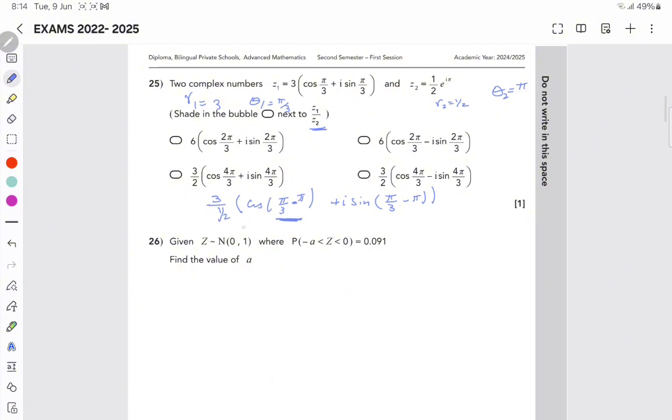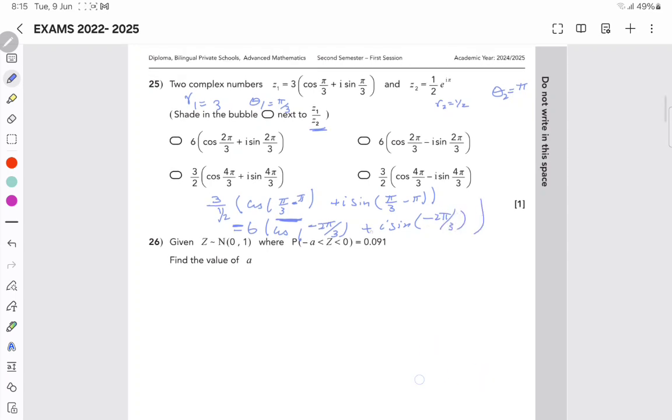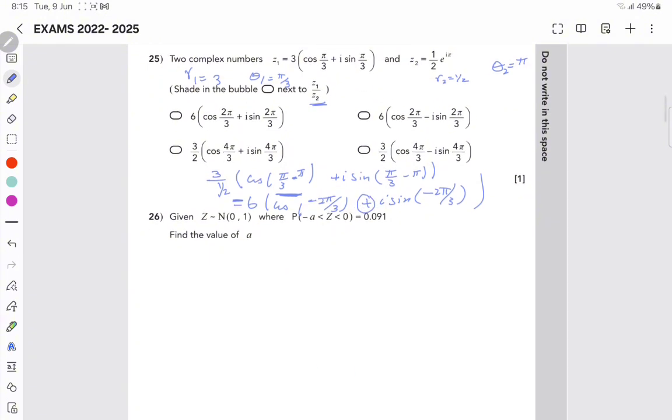So 3 over 1 over 2 will be 6. Then cosine of pi over 3 minus pi will be negative 2 pi over 3, plus i sine for the same angle, negative 2 pi over 3. I told you before, if you have a negative angle, change it. So it will be 6 times cosine of 2 pi over 3 minus i sine of 2 pi over 3. So that is the second one, representing the given answer.